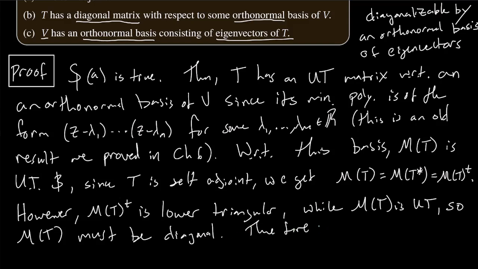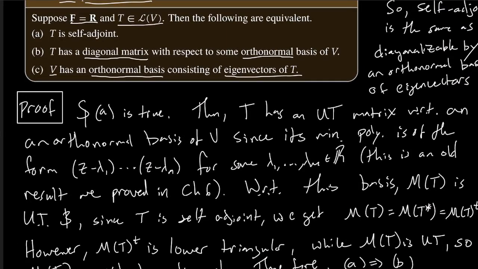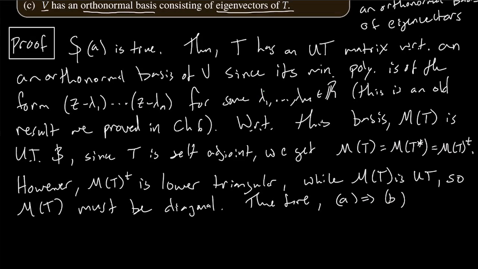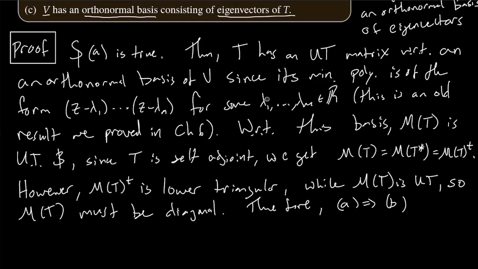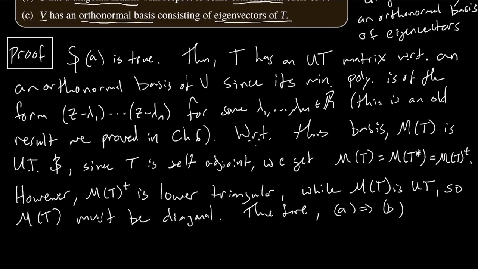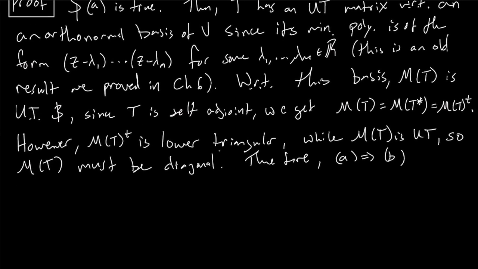Therefore, A implies B. B says that T is a diagonal matrix with respect to some orthonormal basis of V. All we needed to get was the fact that T has an upper triangular matrix with respect to an orthonormal basis of V. And then, because it is self-adjoint, we get that this matrix is in fact diagonal, just using the fact that the matrix of the adjoint is the transpose of the original matrix in the real case. Okay, so you've got A implies B.